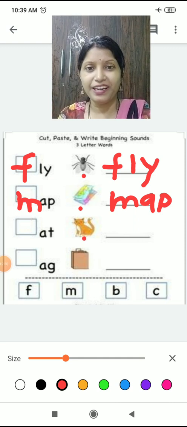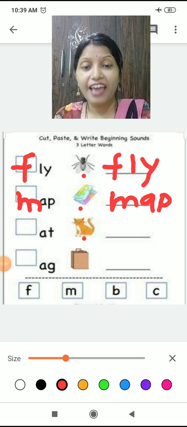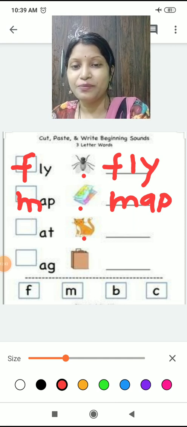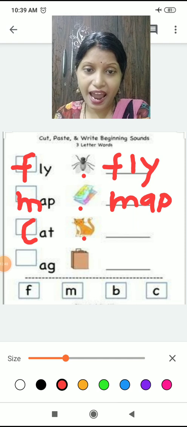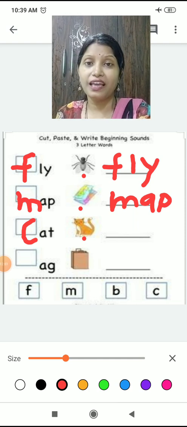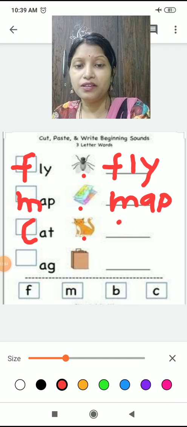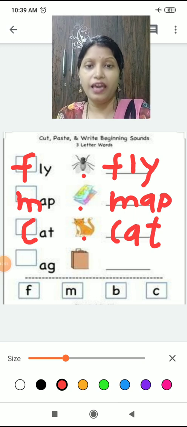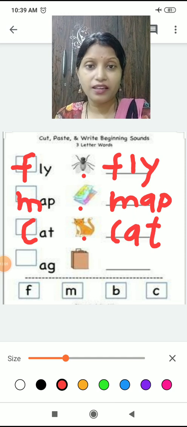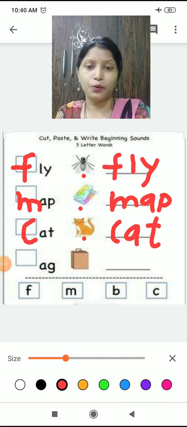Now what is it, children? Meow, meow, right? Yes, it is a cat. Okay, so what are we going to write here? C. C is for cat. Okay, so write down here the word C A T. Cat. Read with me. C A T. Cat. Okay.